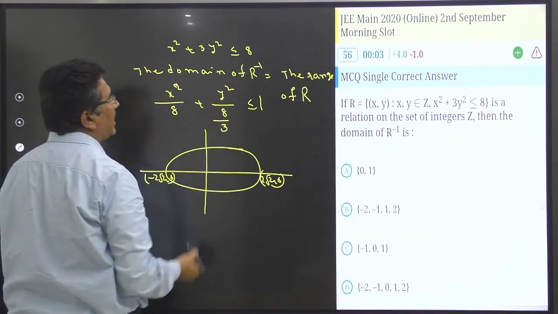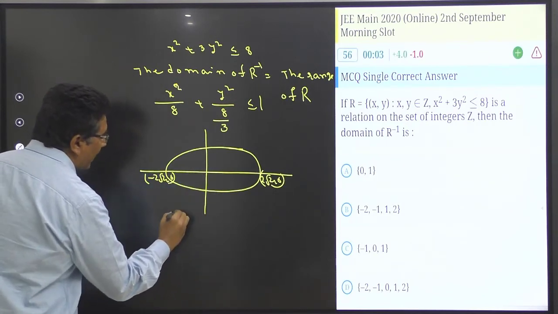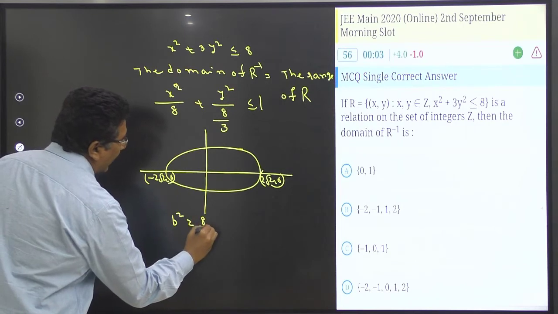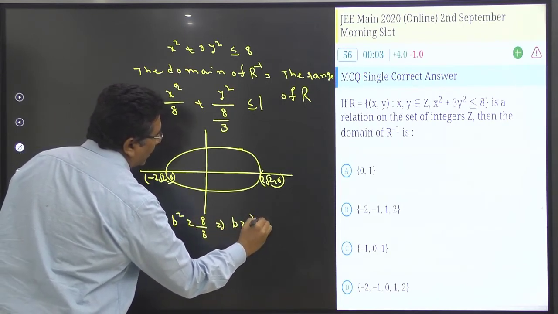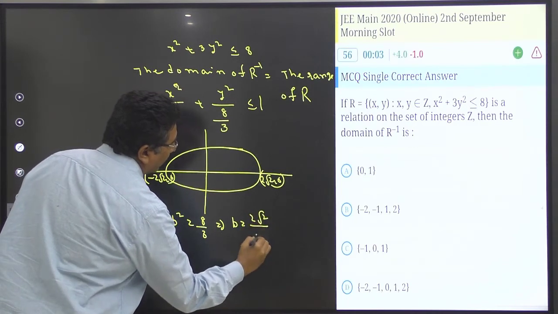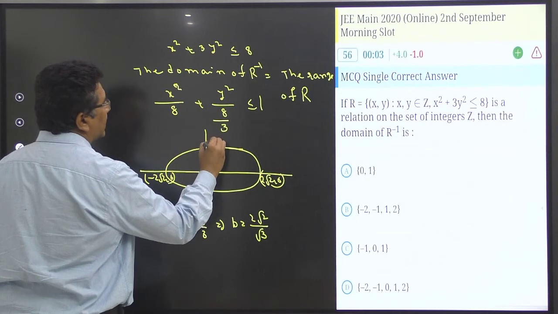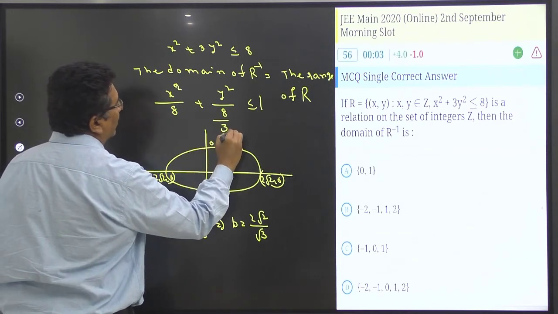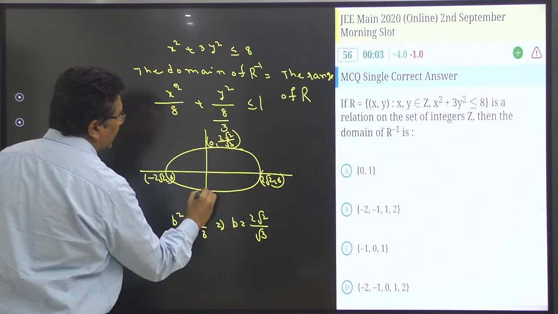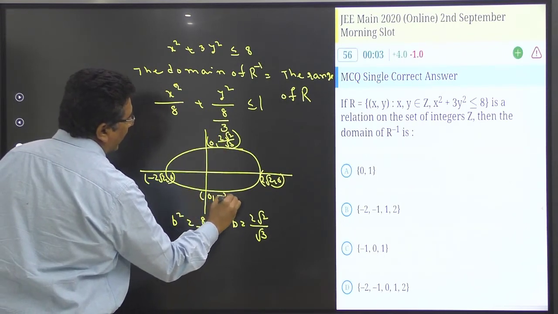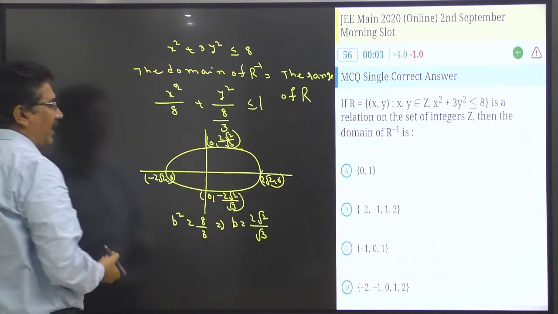Now this is b square. B square is equal to 8 by 3, which implies b is equal to 2 root 2 divided by root 3. So the points are (0, 2 root 2 divided by root 3) and (0, minus 2 root 2 divided by root 3).